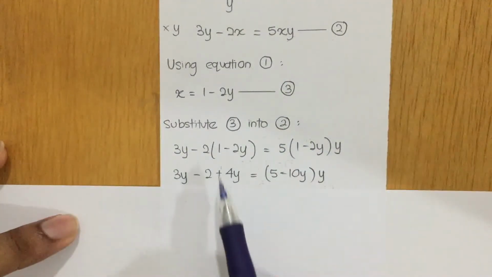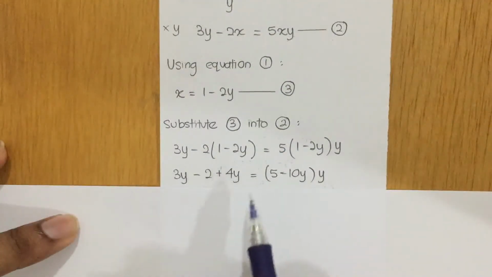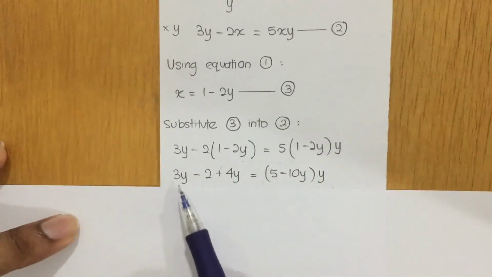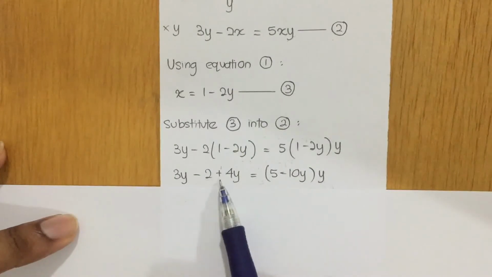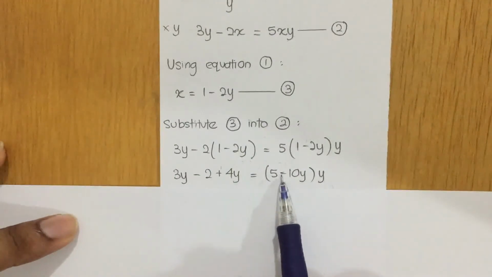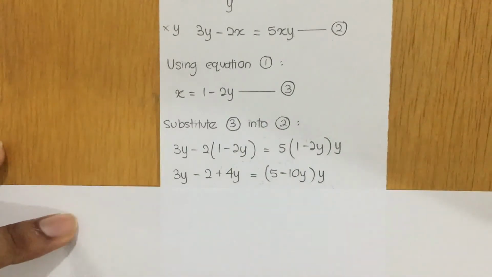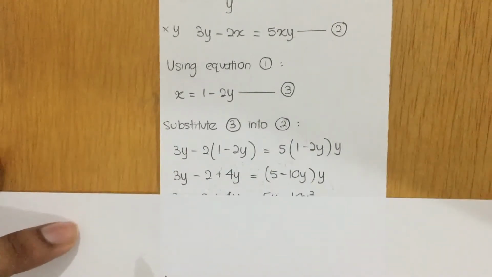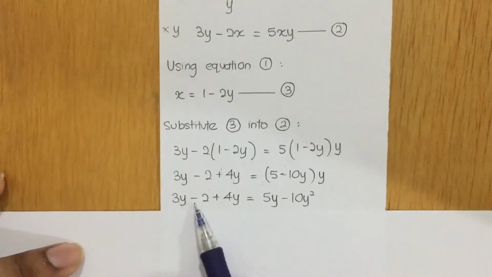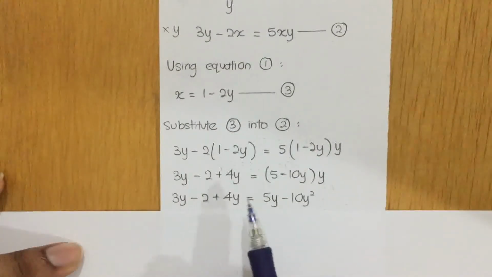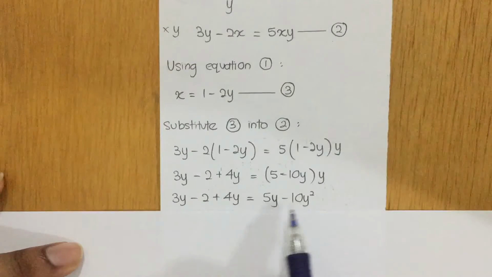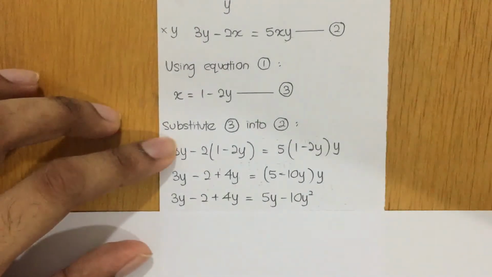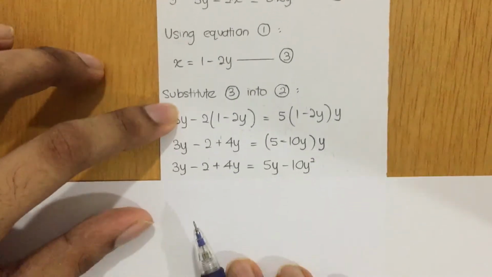So from here, this negative 2 you expand in and this 5 you times in. So from here you should get 3y minus 2 plus 4y equals 5 minus 10y in a bracket, y. So this y now you can times in. So from here you should get 3y minus 2 plus 4y equals 5y minus 10y squared. Okay, so we are almost there. So let us proceed to the next step.